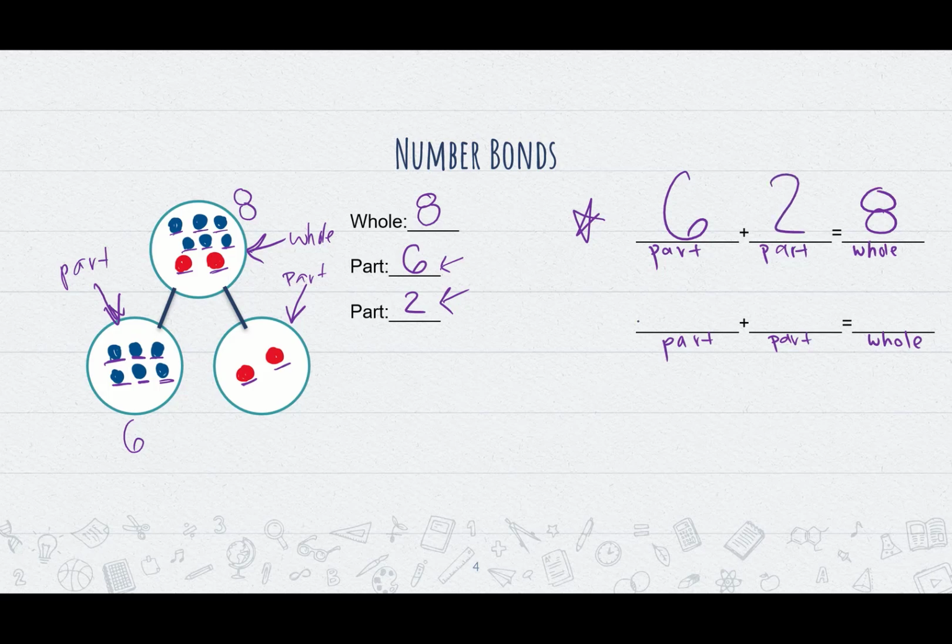And for this next addition sentence, I'm going to start with my part of 2, and then add my part of 6, and my whole should still be the same. So it should still be 8. So 6 plus 2 equals 8, and 2 plus 6 equals 8. So that is how we can use a number bond picture to help us write an addition sentence.